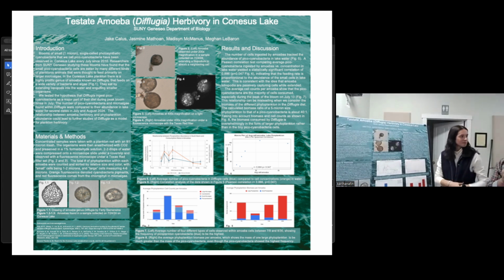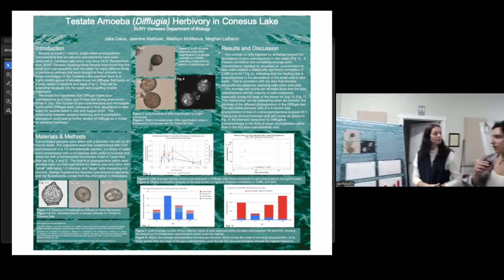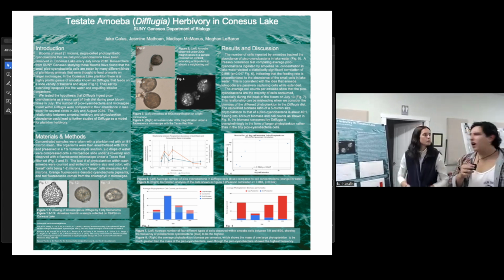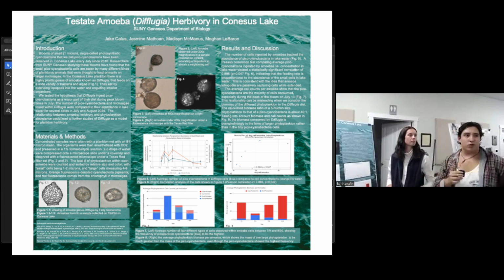For next steps, we'd be interested to look at what other organisms in the lake are feeding on these picoplankton and picocyanobacteria. We saw definitely dinobryon and rotifers that also eat these, but we didn't study those because the amoebas were much more abundant in our samples.